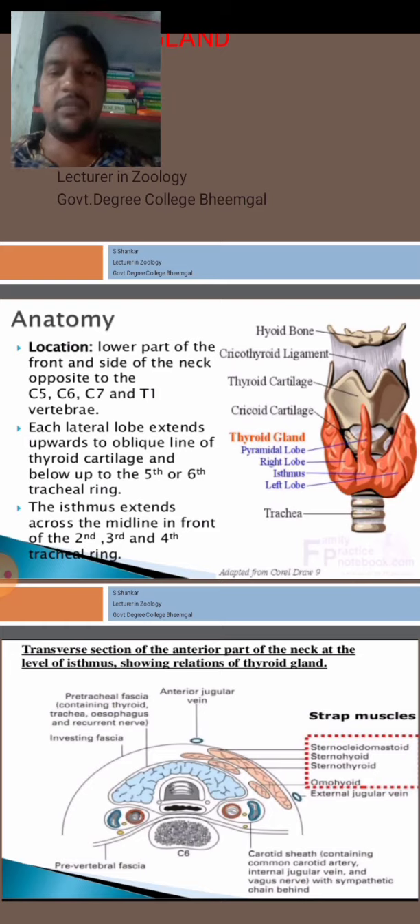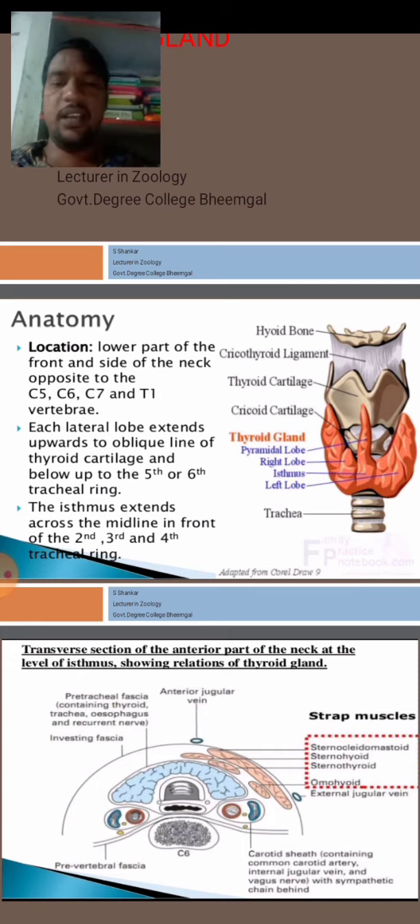The isthmus extends across the midline in front of the second, third and fourth tracheal rings.